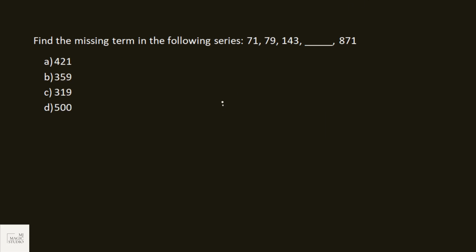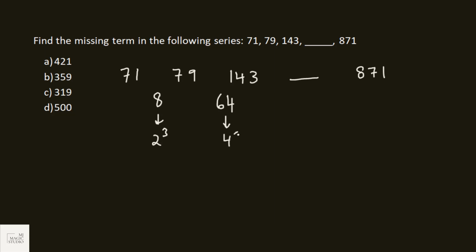Okay, a number series. 71, 79, 143, missing number, and then 871. The basic idea of solving these kinds of questions: we can see that it's increasing, but let us find the difference and see. 79 minus 71 is 8. 143 minus 79 is 64. Okay, bingo. 8 is 2 cube. 64 is 4 cube. Let me try out 6 cube.